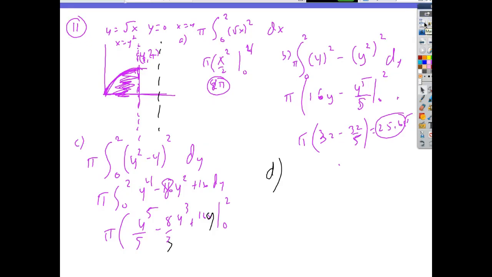Okay, D, here we go. So we're rotating around a line, not around an axis, right? So I'm going to go pi. No, I'm not. Pi. Okay. Integral from where to where? Which way am I walking?